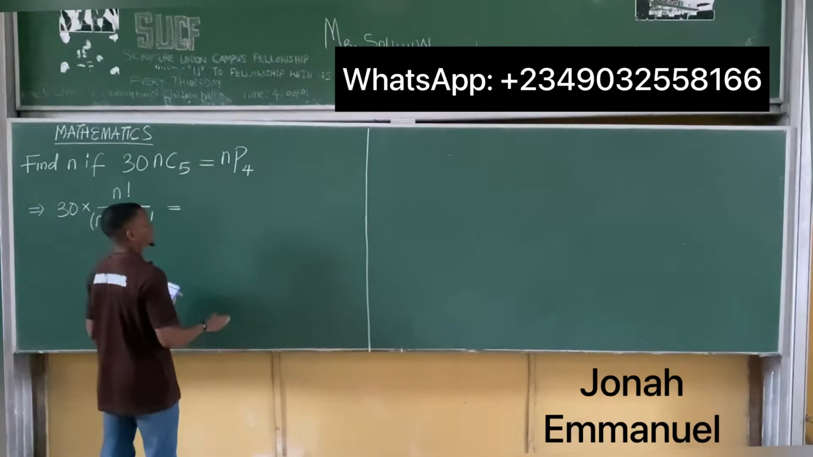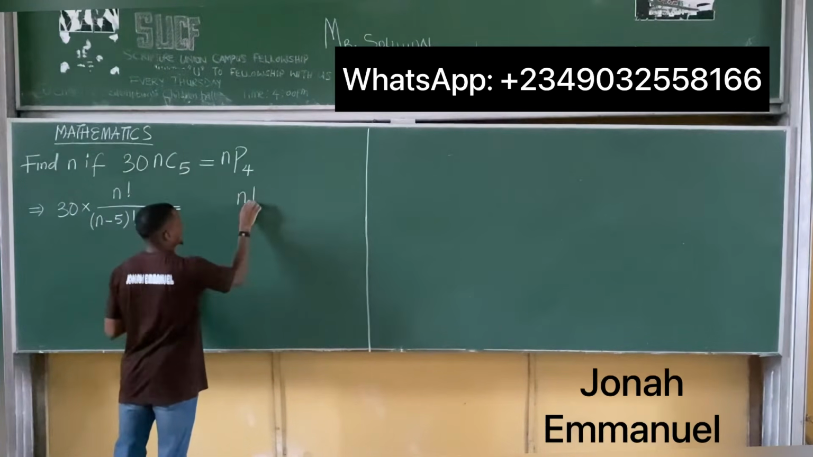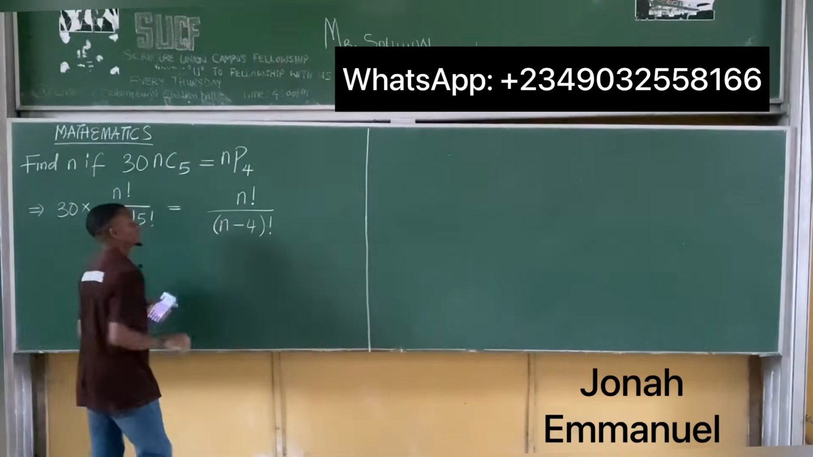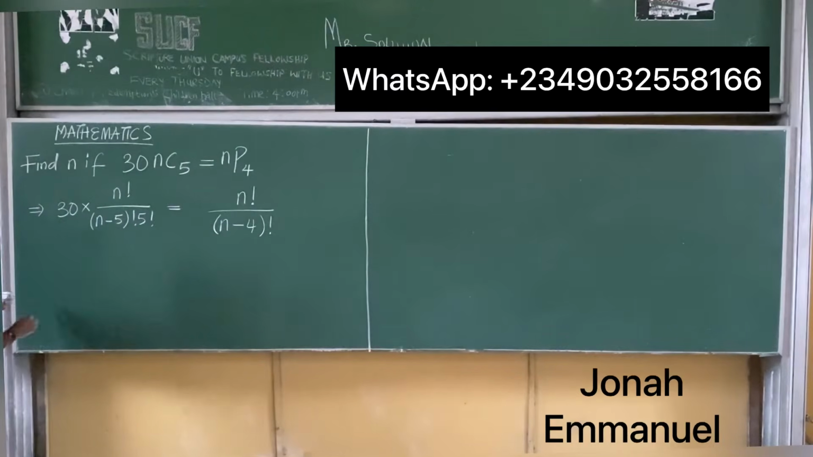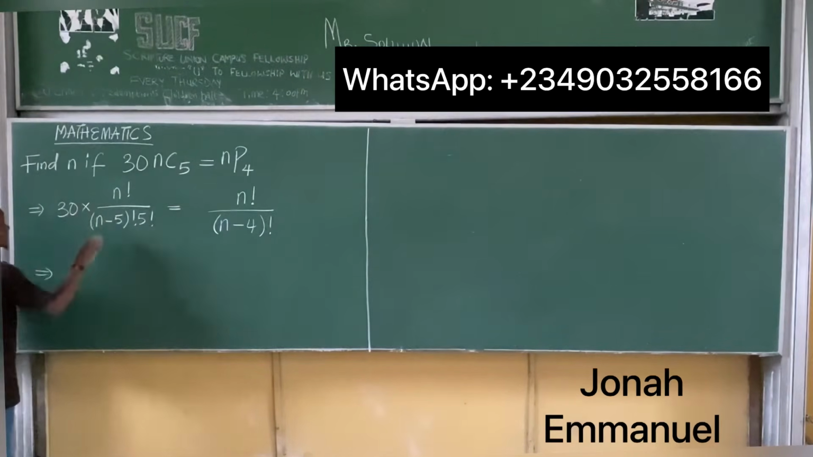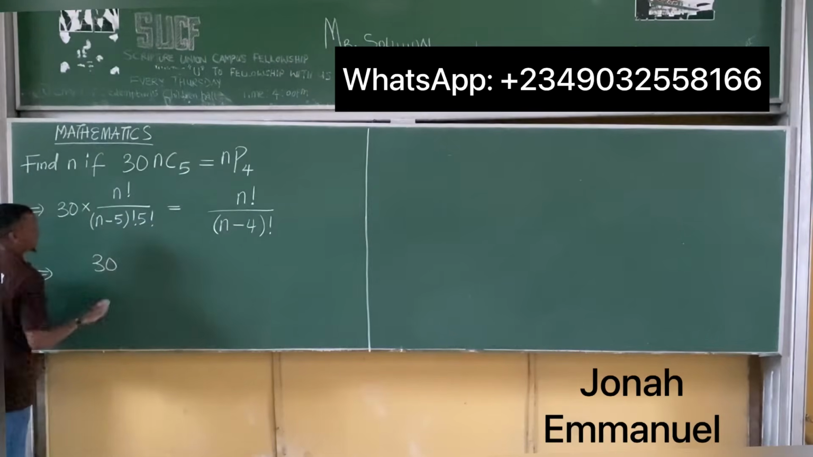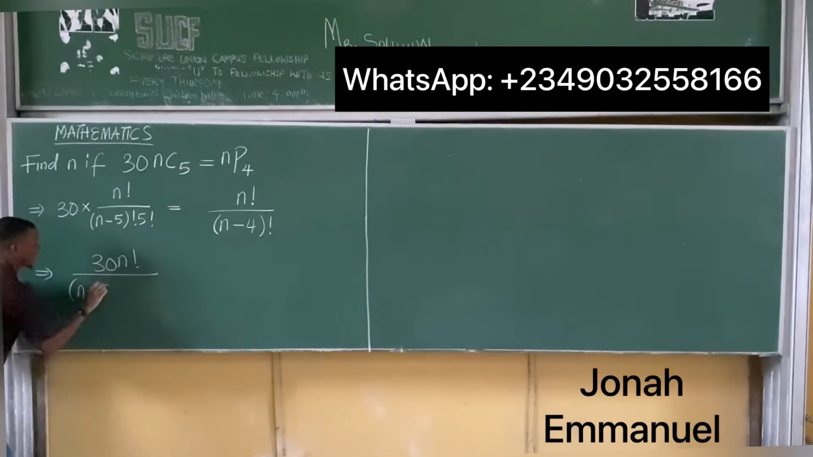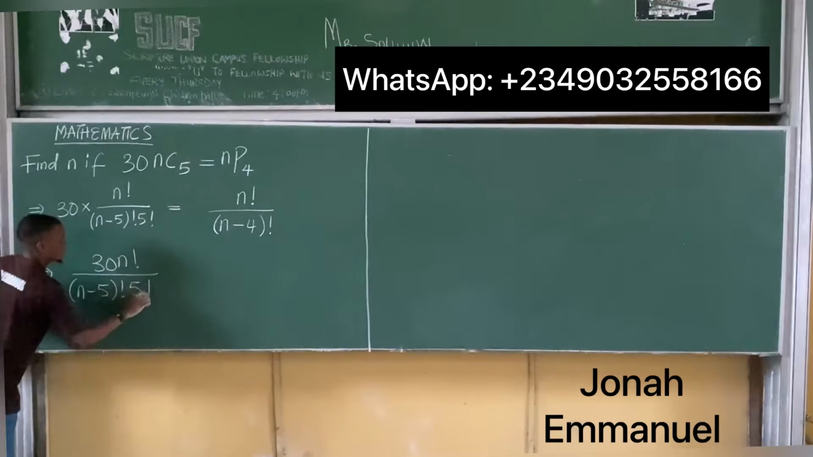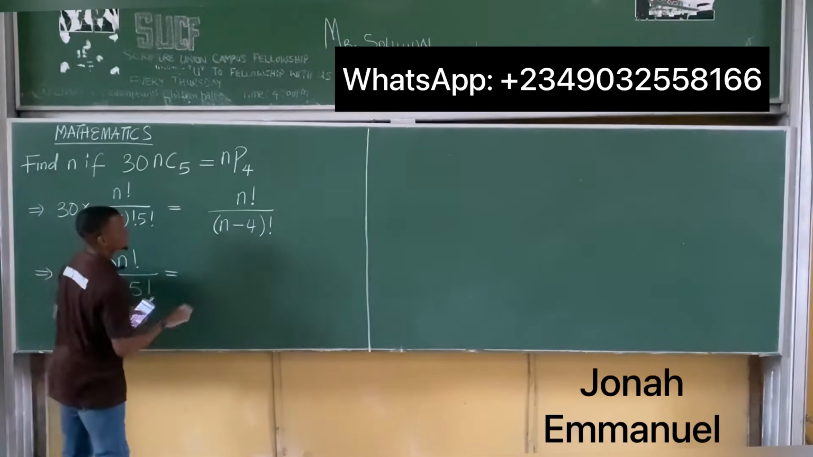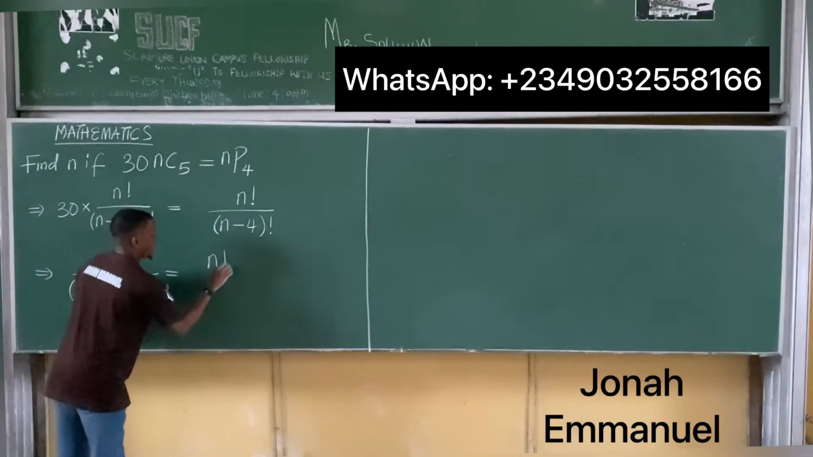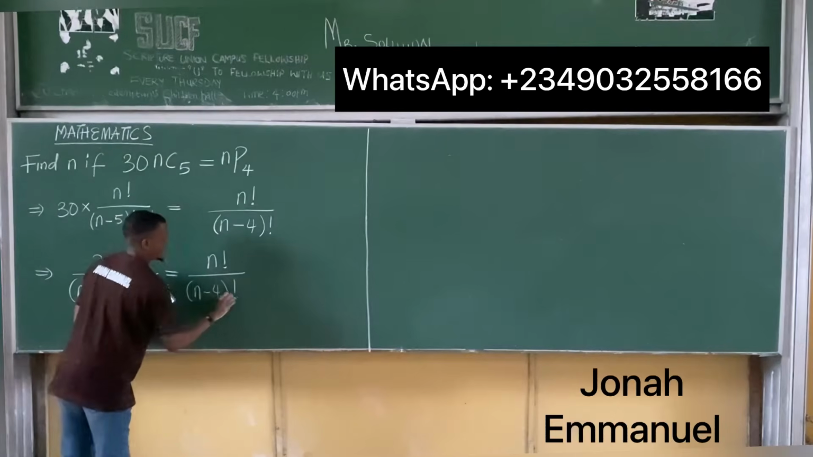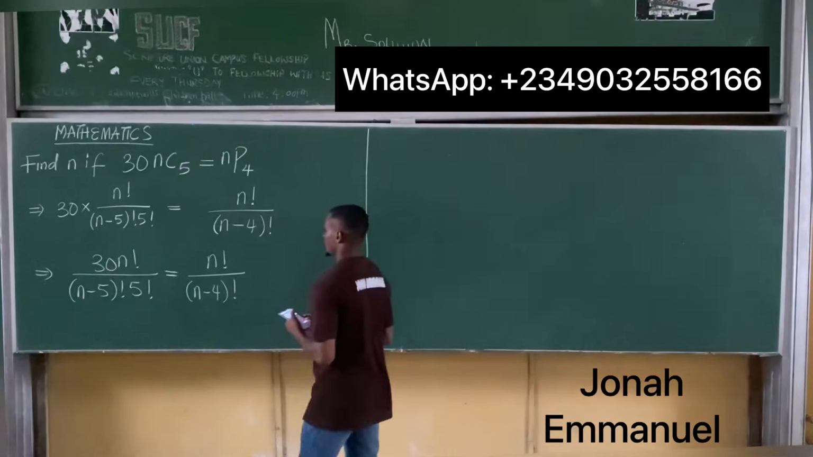Now remember how we do permutation. For permutation, this becomes n factorial all over n minus 4 factorial. So I have this. All right, so let's work on this. This will be equal to 30 times, this gives you 30 n factorial all over n minus 5 factorial, 5 factorial is equal to, this becomes n factorial all over n minus 4 factorial. So we have this.